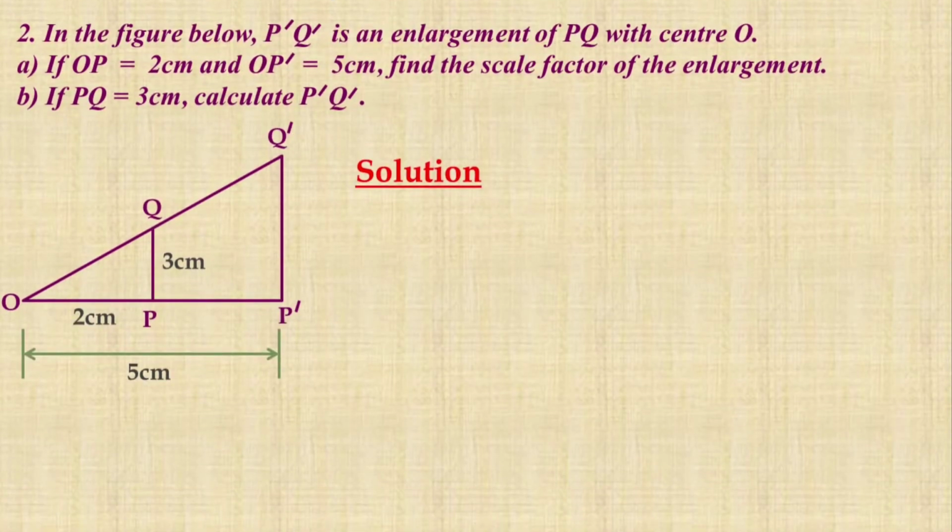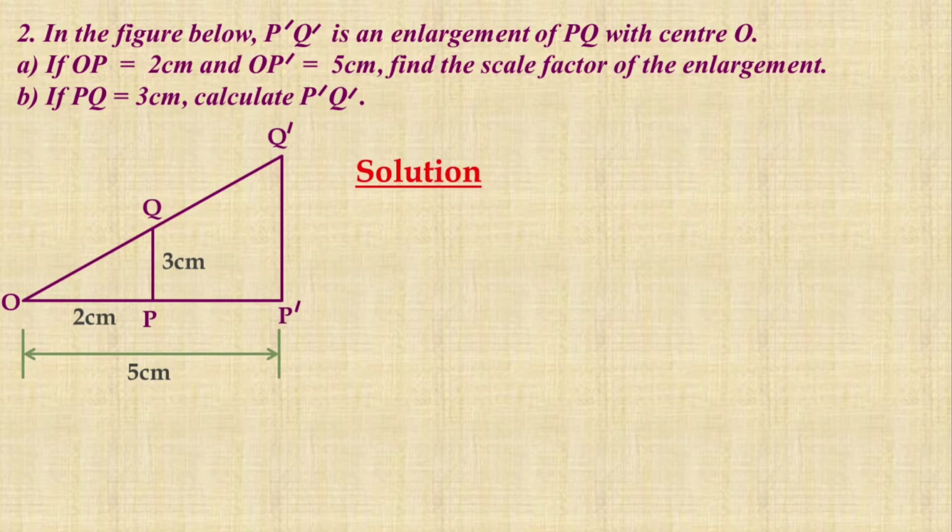Here is another example. In the figure below, PQ prime is an enlargement of PQ with center O. A, if OP is equal to 2 cm and OP prime is equal to 5 cm, find the scale factor of the enlargement. B, if PQ is equal to 3 cm, calculate PQ prime. Here is the solution.